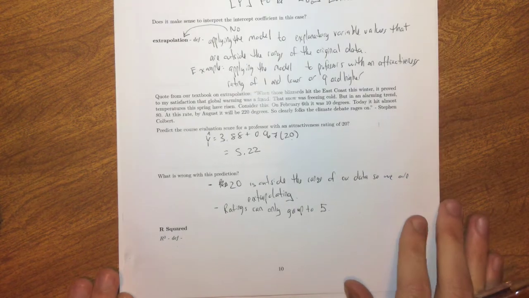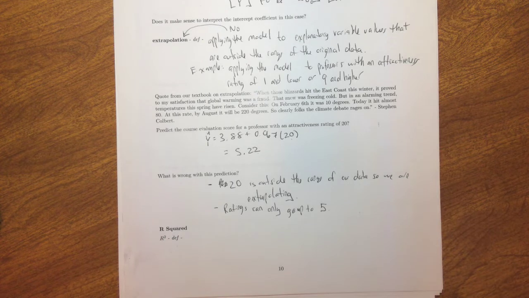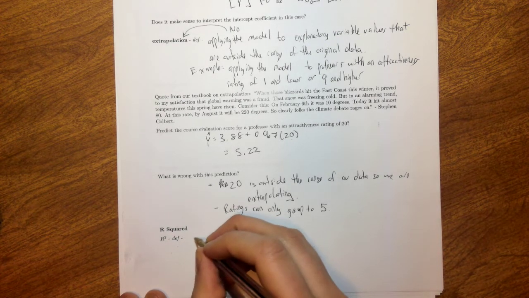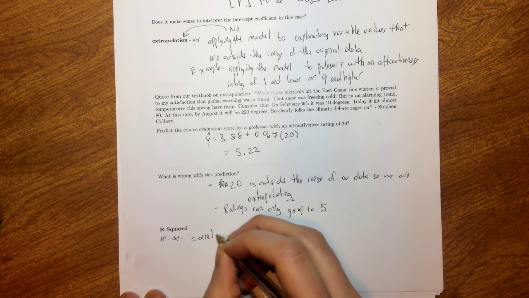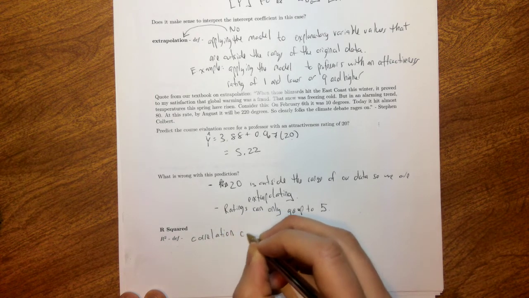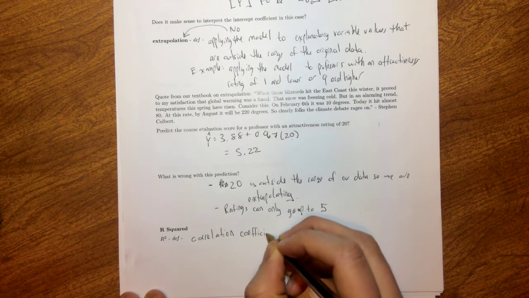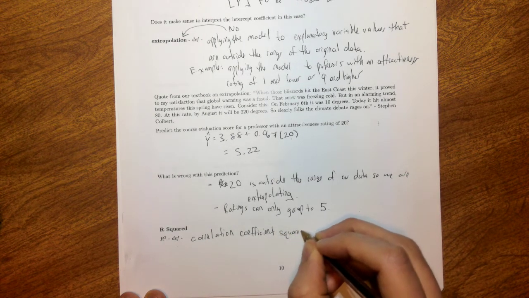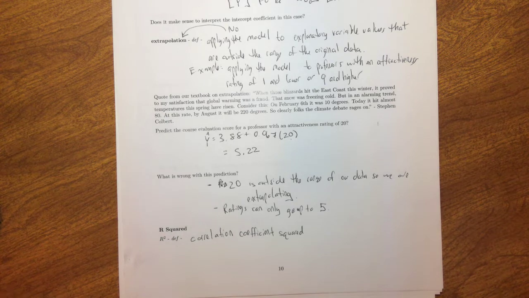And so that leads into this topic about r squared. It's a little bit disconnected actually from extrapolation, but we're going to define it first as just our correlation coefficient. So that's what we originally introduced when we were exploring our scatter plots.